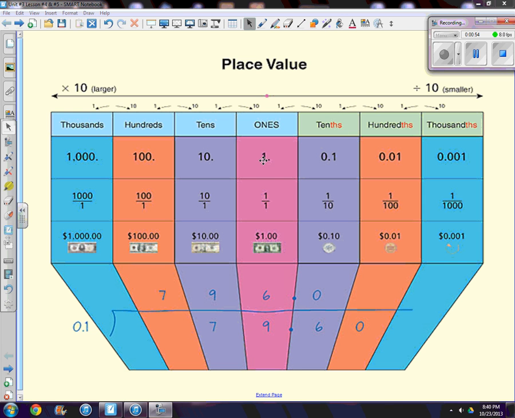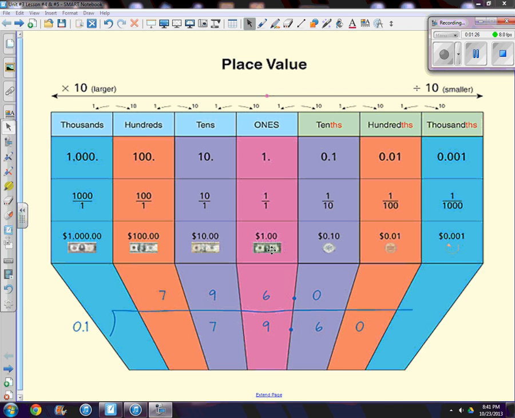So if you look at just the number 1, 1 times 10 is 10. 10 times 10 is 100. 100 times 10 is 1,000. But when you move to the right, the 1 divided by 10 is 1/10. 1/10 divided by 10 is 1/100. And 1/100 divided by 10 is 1/1,000. So this 1 at the very end is in the thousandths place.